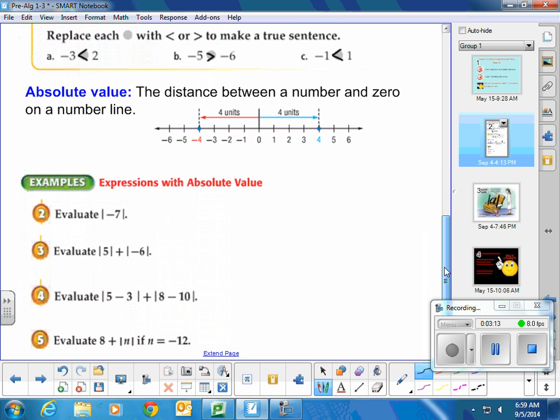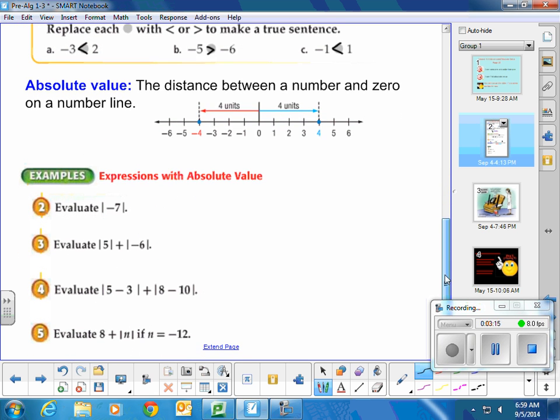The last thing we're going to talk about is absolute value. Absolute value is the distance between a number and 0 on a number line. Right here we have 0. If I asked you what the absolute value of 4 is, and to show absolute value we put these straight up and down lines around it, kind of like a cage. The absolute value of 4 is 4, because it's 4 units away from 0 on a number line.